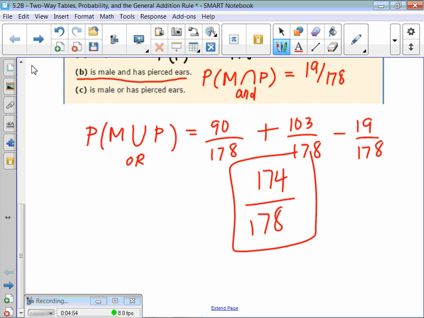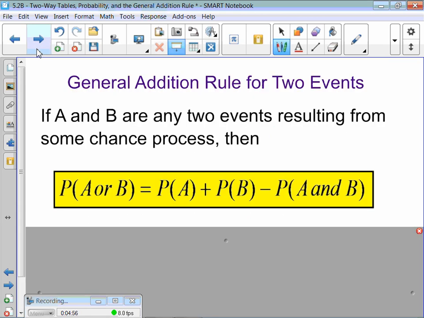So this is called the general addition rule for two events. If A and B are any two events resulting from some chance process, the probability of A or B happening is always equal to the probability of A plus the probability of B minus the probability of A and B. So this is always the overlap. It's what you counted twice. And it's always both happening at the same time.